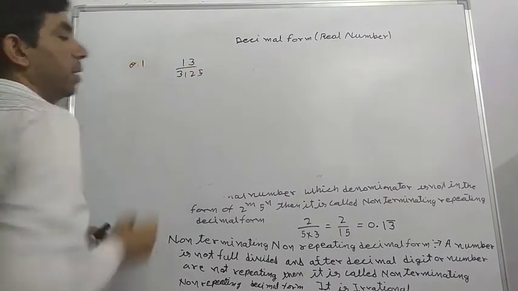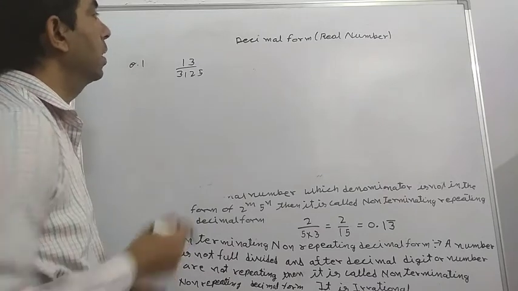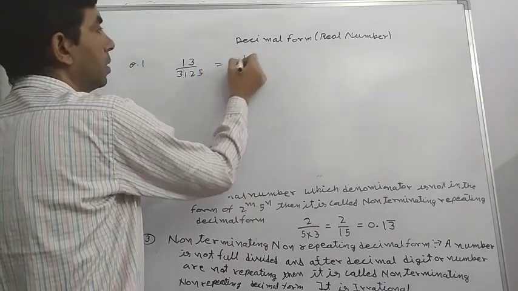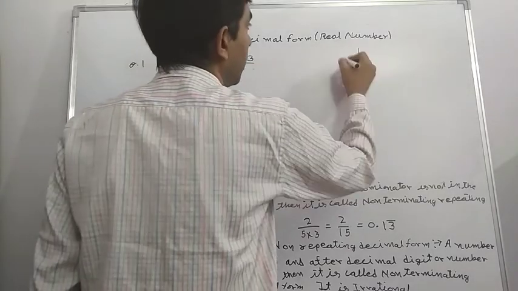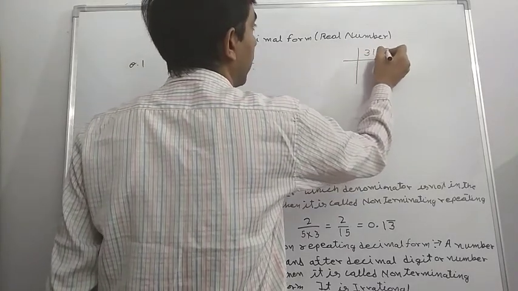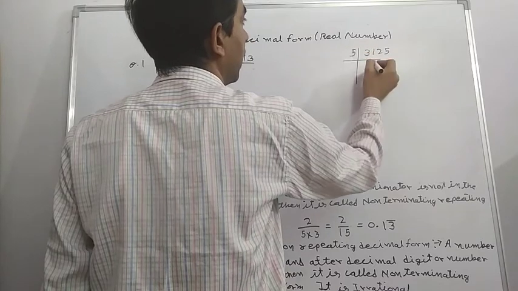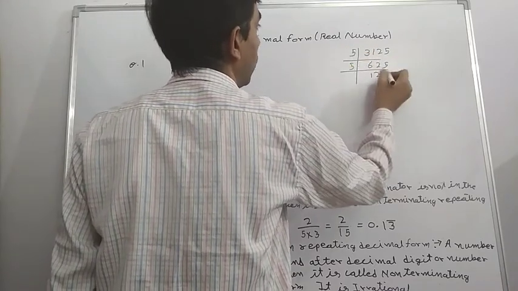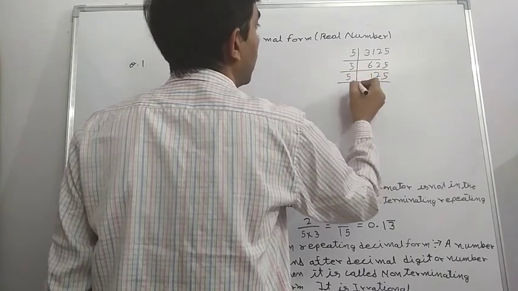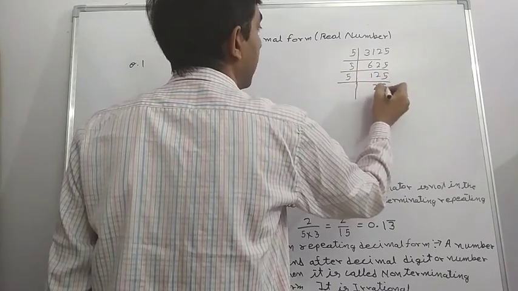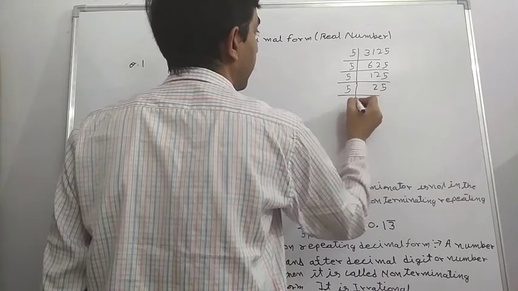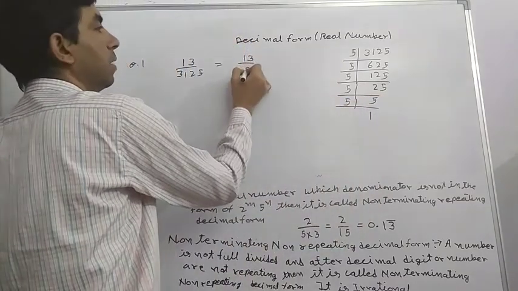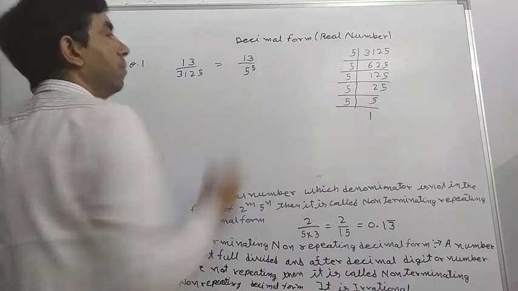It is a number. If we want to find whether it is rational or irrational, first we do the prime factorization of the denominator, 3125. First we divide by 5: 625, again by 5: 125, again by 5: 25, 5, 5, 1. Here the denominator is in the form of 5 to the power 5.